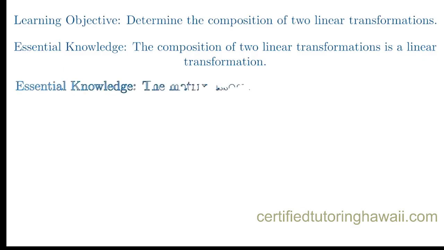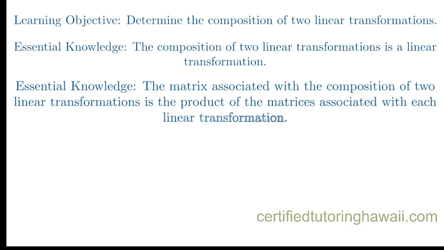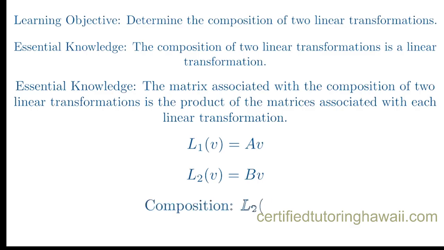The matrix associated with the composition of two linear transformations is the product of their matrices. Let's say we have two transformations, L1 and L2, represented by matrices A and B respectively. L1 maps v to Av, and L2 maps v to Bv. The composition, L2 after L1, means we first apply L1 and then L2 to the result. We write this as L2(L1(v)). Notice the order. The transformation applied first is on the inside, next to the vector.